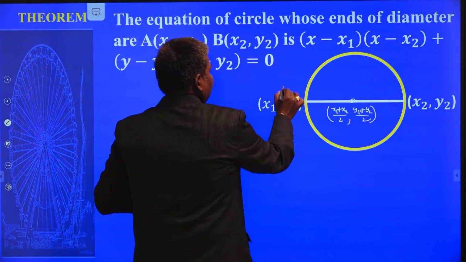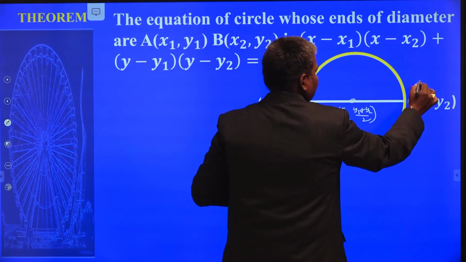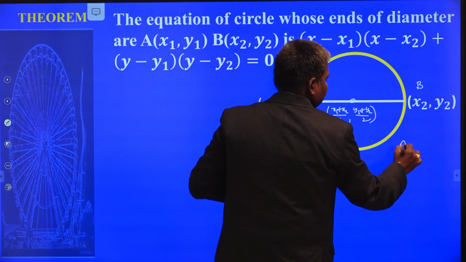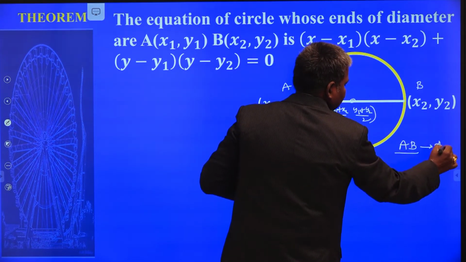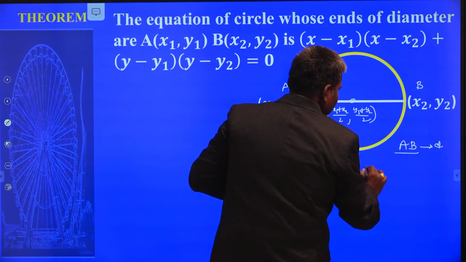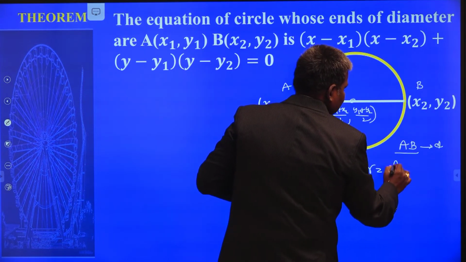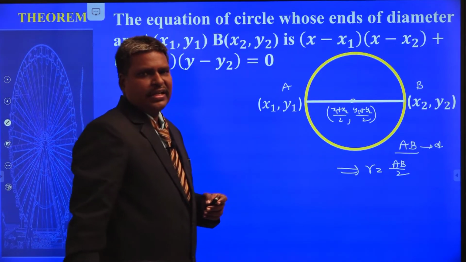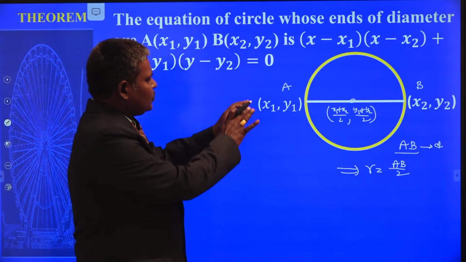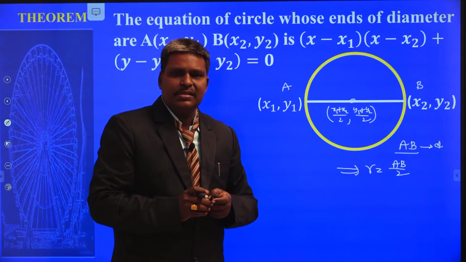This is say A, this is say B. AB is the diameter. Implies what is the radius of the circle? Radius of the circle is equal to AB by 2. So you have both the center and the radius.